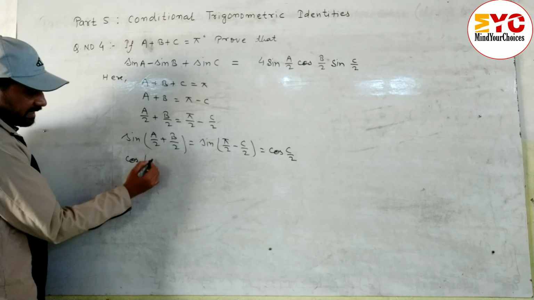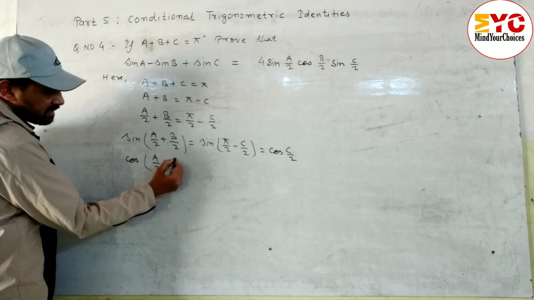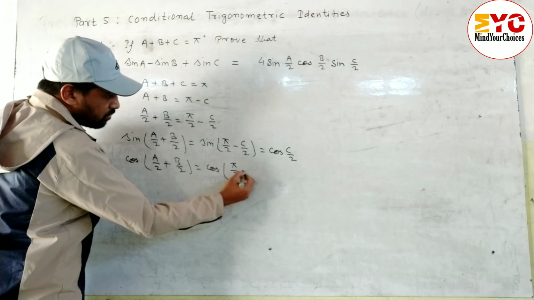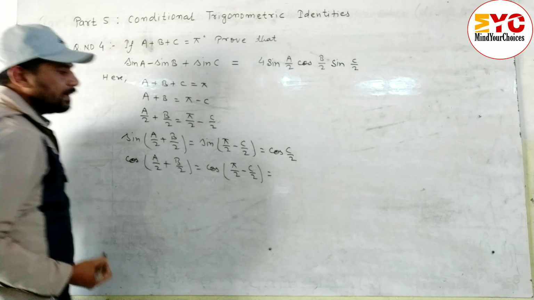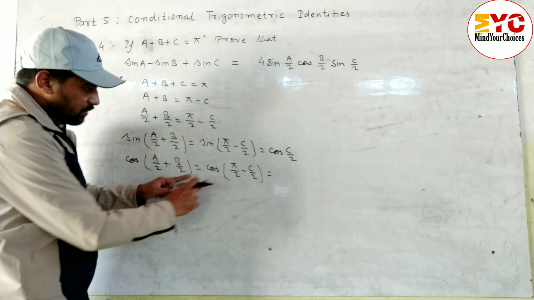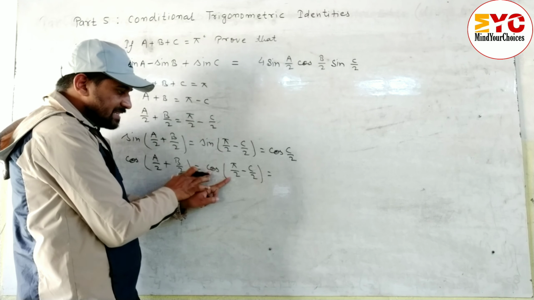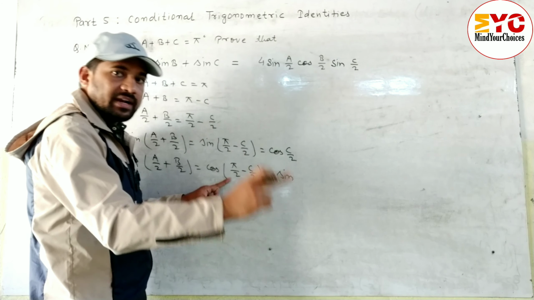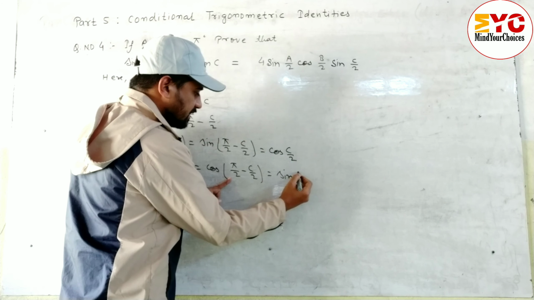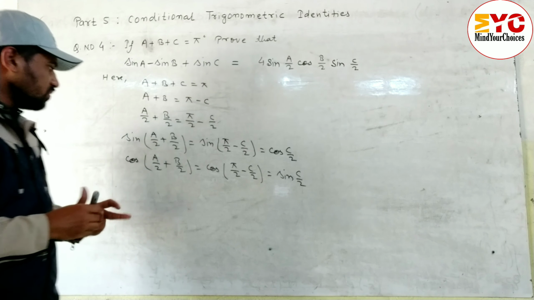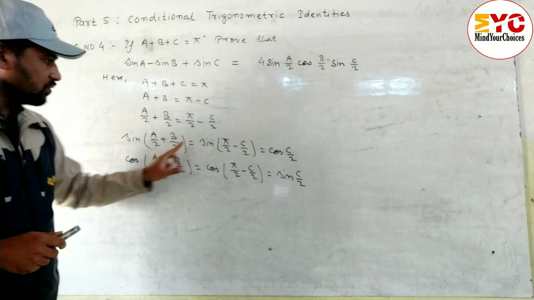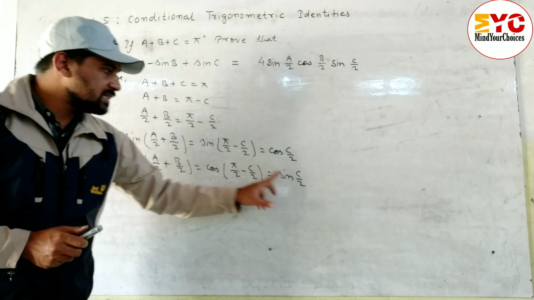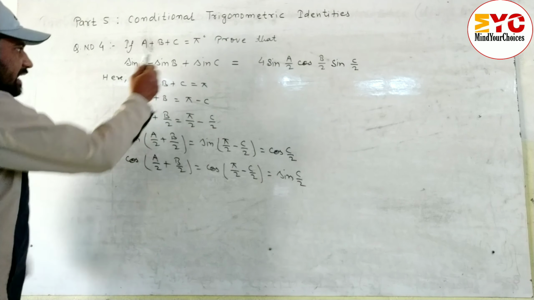Now taking cos on both sides, cos of A by 2 plus B by 2 is equal to cos of pi by 2 minus C by 2. Pi by 2 means 90, and with 90, cos converts into sine. 90 minus C by 2 means first quadrant, and in the first quadrant cos is positive, so we can write sine C by 2. So the value of sine of A by 2 plus B by 2 is cos C by 2, and the value of cos of A by 2 plus B by 2 is sine C by 2. Now taking the LHS.